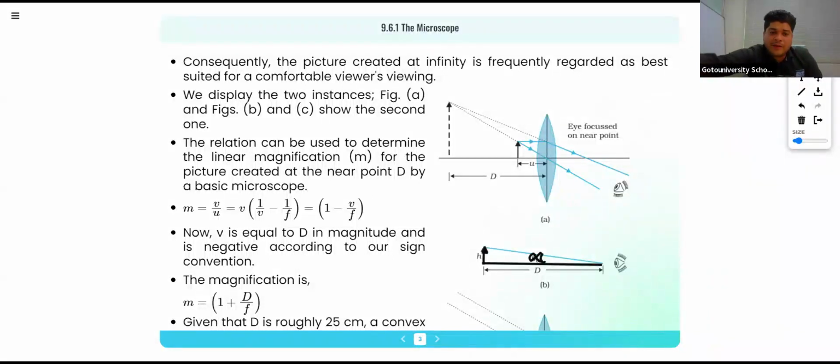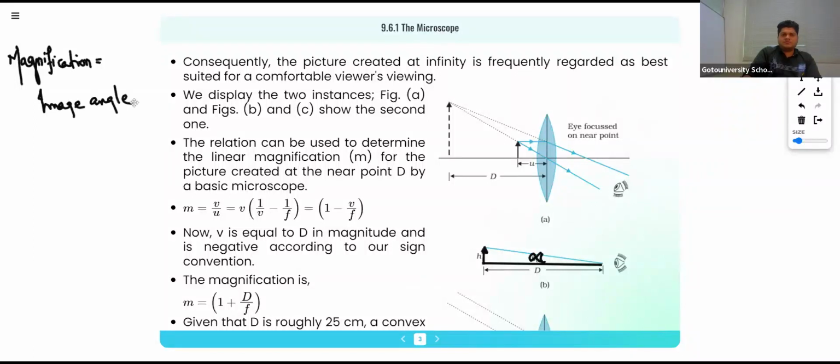Okay, now what will be the magnification formula in this? See the magnification formula: it is image angle to object angle. If you check in case A, this angle will be angle beta, and that height is the virtual image height. Okay, we know how this will be formed here.